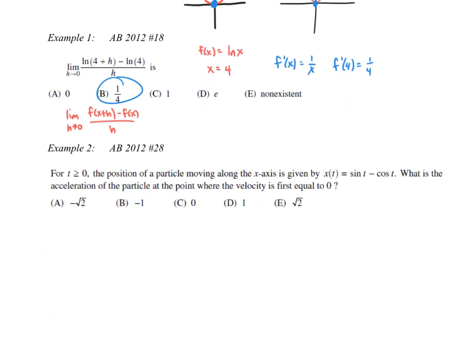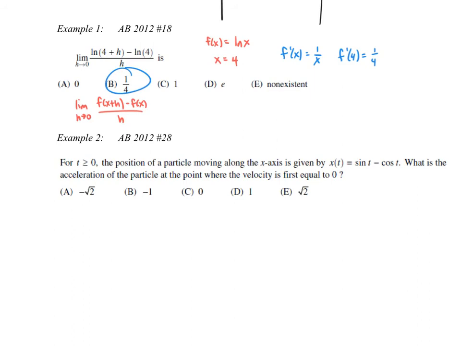Okay, let's take a look at example 2. So we're going to do a little bit of particle motion, which we have done recently here in our sections for chapter 2. So it says if t is greater than 0, the position of the particle moving along the x-axis is given by x of t. What is the acceleration of the particle at the point where the velocity is first equal to 0?